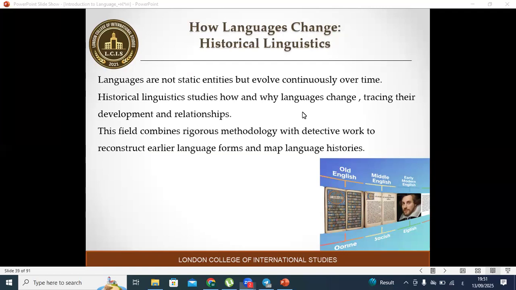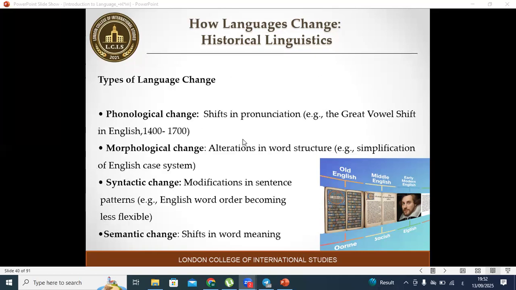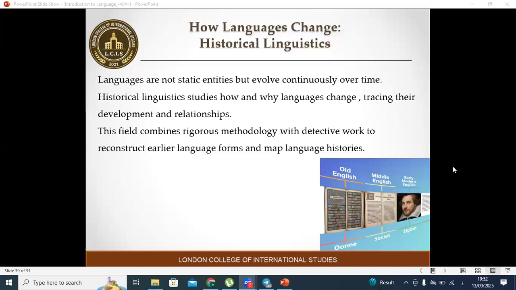How language changes. So, historical linguistics. Languages are not static entities, but evolve continuously over time. Historical linguistics studies how and why languages change, tracing their development and relationships. This field combines rigorous methodology with detective work to reconstruct earlier language forms and map language histories.